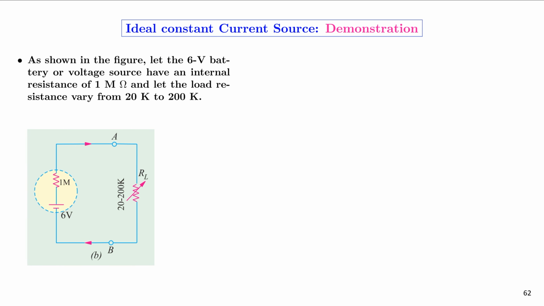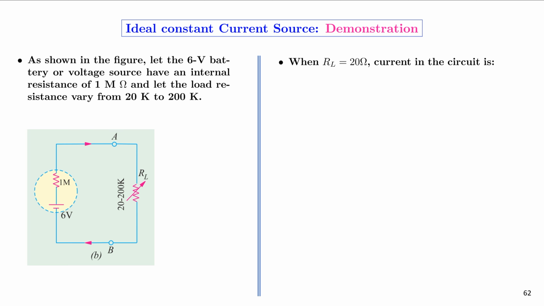Let us try to understand the working of an ideal constant current source with a bit of mathematics. So in the figure, we have a 6 volt battery or a voltage source that has an internal resistance of 1 mega ohm, and we can change the load resistance RL from 20k to 200k. Essentially, as we change the load resistance, we are actually changing the current that is flowing through the circuit, that is, the load current. Let us assume the case when RL equal to 20k.